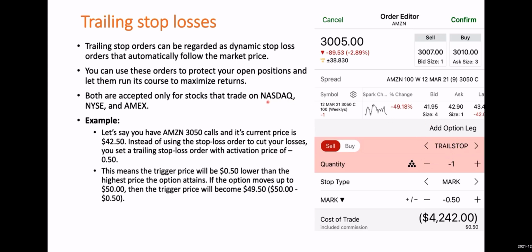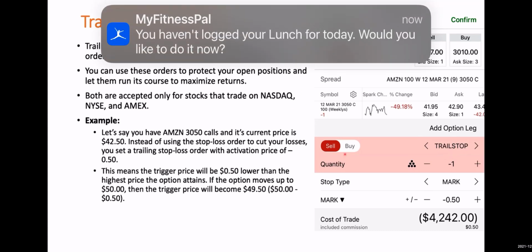Again, this is only for stocks listed on NASDAQ, NYSE, and Amex. Don't look at some penny stock and think that it's going to be there. It's not going to be there. Some platforms do not allow it. Some platforms allow it. TOS allows it. Some platforms do not allow it because it's complex and they may not have the resources to do that. But again, you can do trailing stop losses yourself, guys.